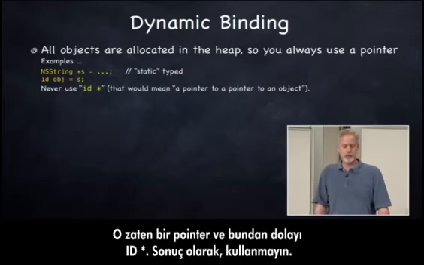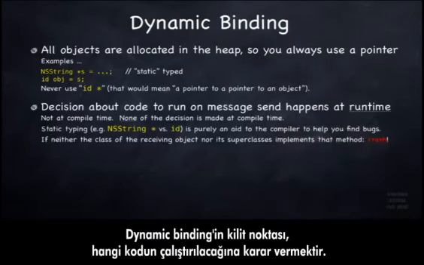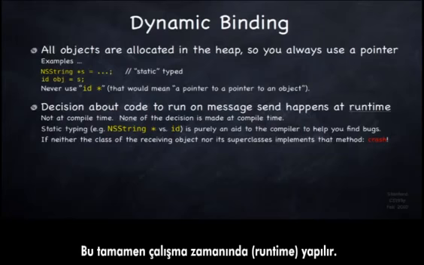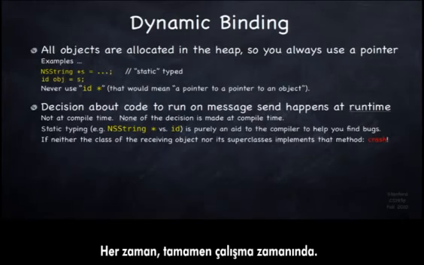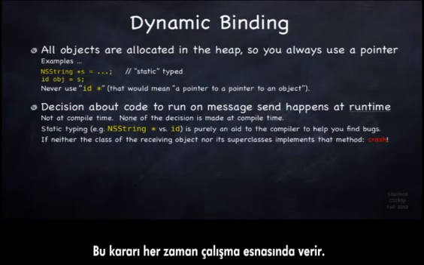It's already the pointer. Okay, so id star, don't use it. The key to dynamic binding is that the decision about what code is going to be executed, literally what underlying function is going to be executed on the processor, is made entirely at runtime. Okay? Always entirely at runtime. Whether you say NSString* or id doesn't matter. It's always going to make that decision at runtime.